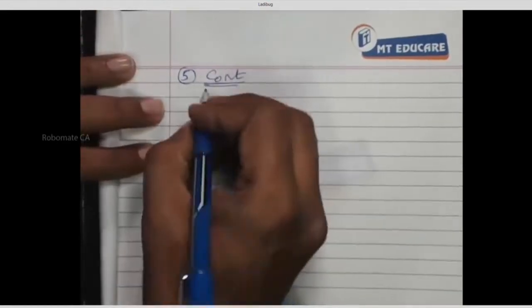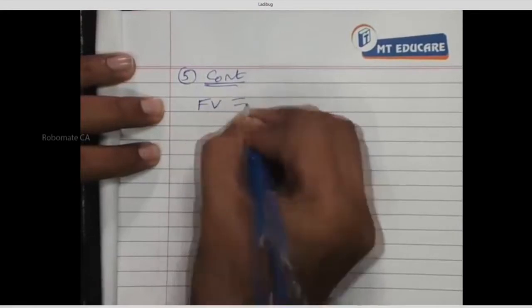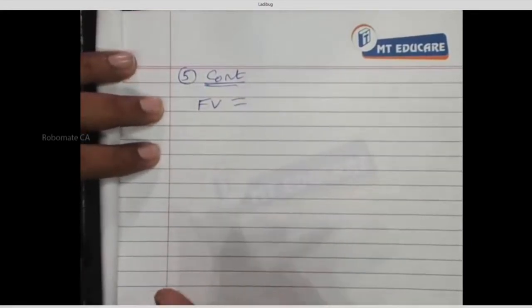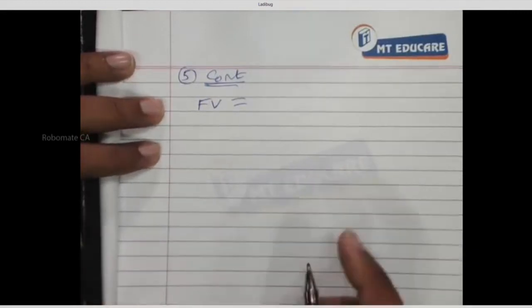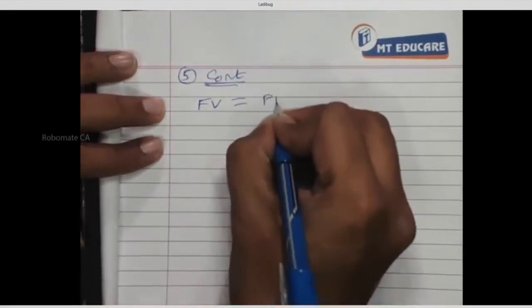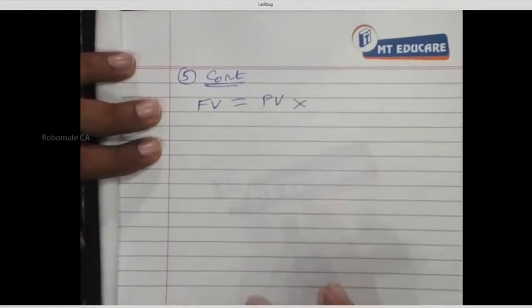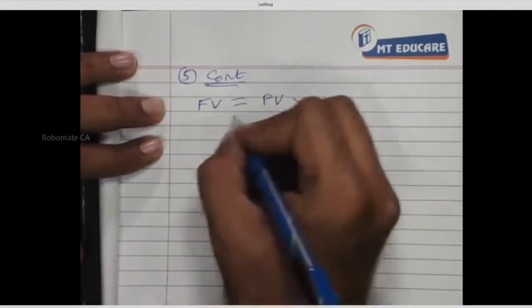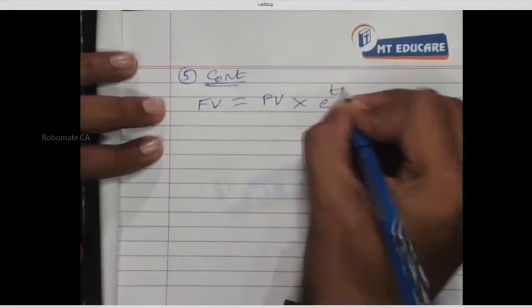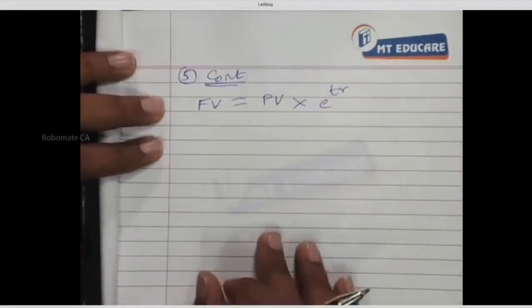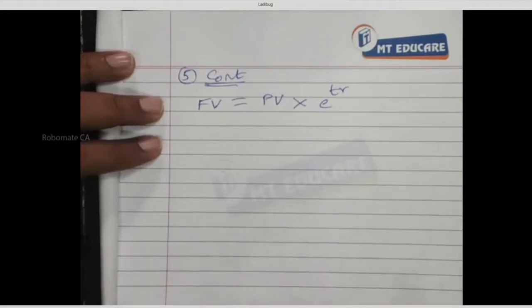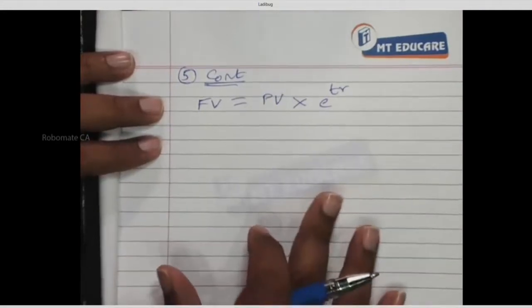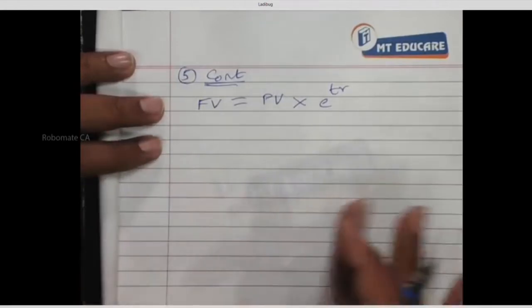Now, see. Earlier we said future value is equal to present value into 1 plus r power n. Yes or no? Now that formula changes. Earlier we called 1 plus r power n the compounding factor. Now, instead of 1 plus r power n, you write future value is equal to present value into e power tr. Future value is equal to present value into e power tr is the formula for doing the continuous compounding. Please, nobody write, just participate.